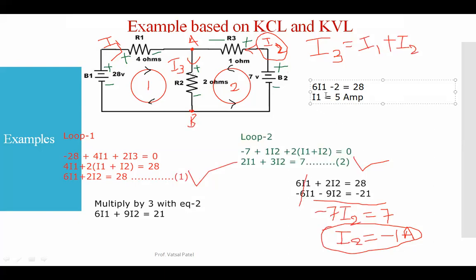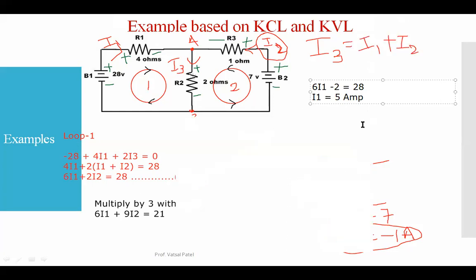So what is I3 now? What do you mean by I3? Or what is the value of I3 now? If you want to identify the value of I3, what will be the I3? I1 plus I2. So it is 5 minus 1. So can we say that the 4 ampere current is flowing from the 2 ohm resistance? Are you getting now? Do you understand up to here how we are doing this calculation?